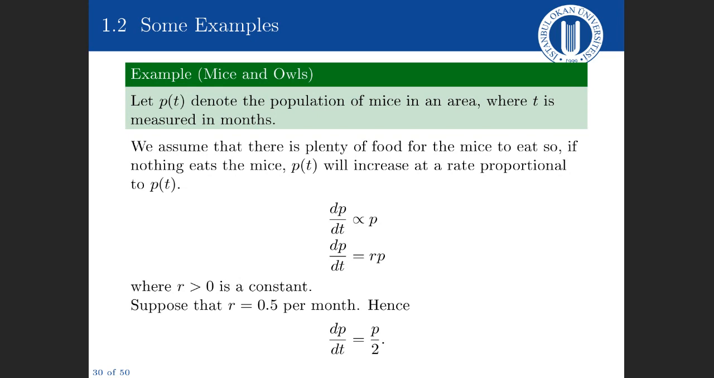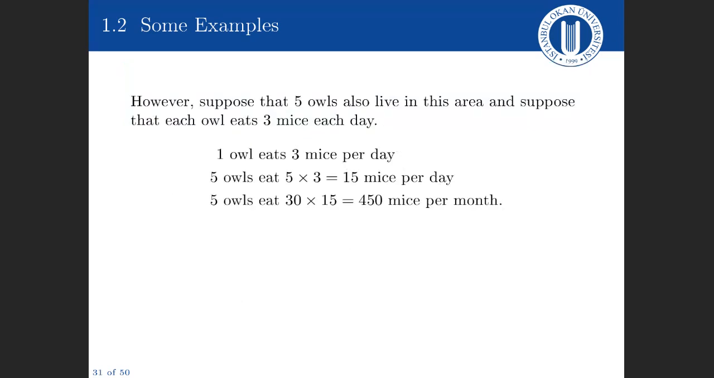And just to make this a little bit easier, let's put a number in. Let's assume that the constant is 0.5. So we're going to be looking at the differential equation dP/dt is equal to P divided by 2. However, that was if nothing eats the mice. Let's suppose that's not true. Let's suppose that there are also 5 owls in this area, and suppose that each owl eats 3 mice each day.